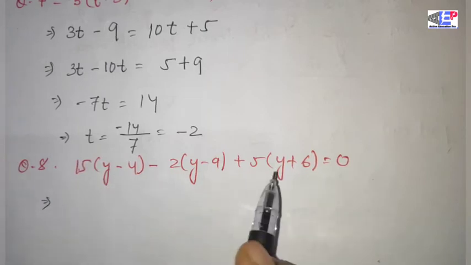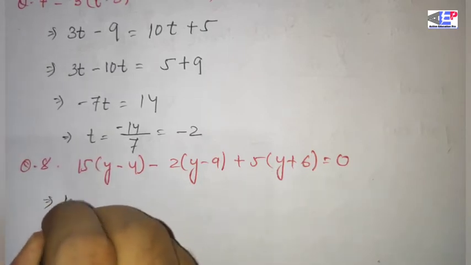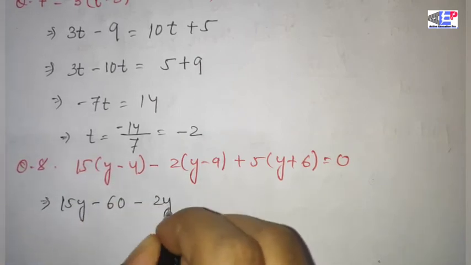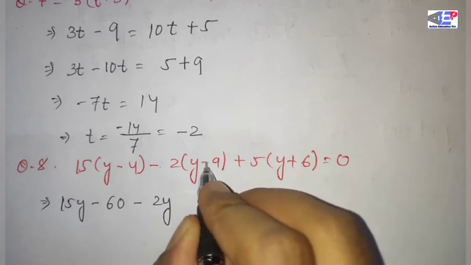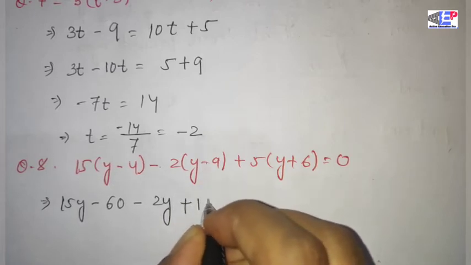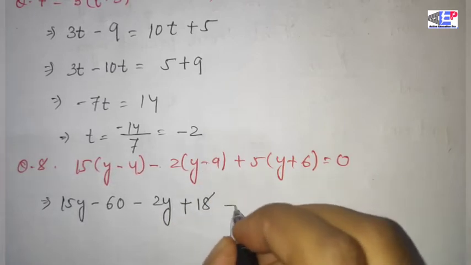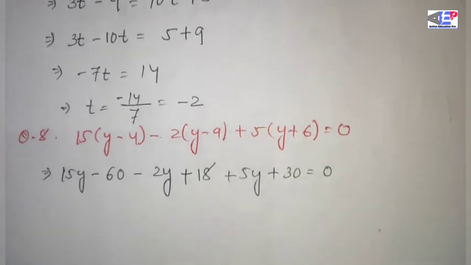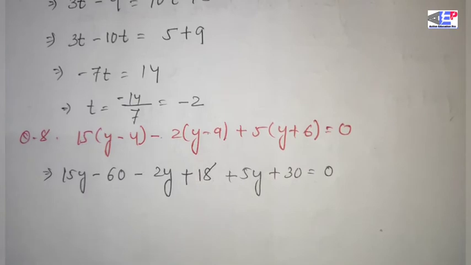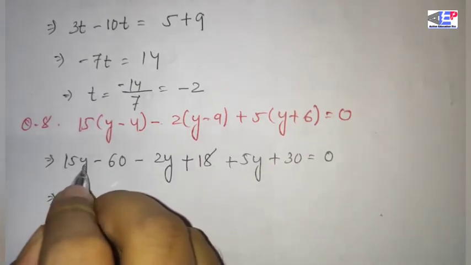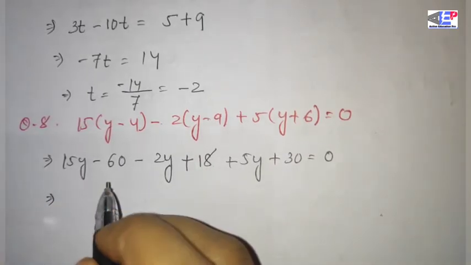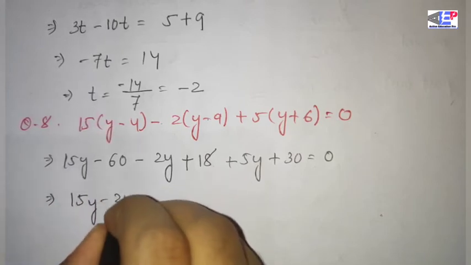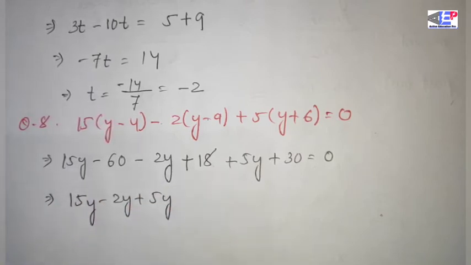First open the bracket and simplify it. 15y minus 15y, 4 into 15 is 60, minus 2 into y is 2y, minus 2 with minus 9 it will be plus 18, 9 twos are 18, plus 5y plus 30 is equal to 0. Here there are variables of y and constants. So first 15y minus 2y plus 5y.